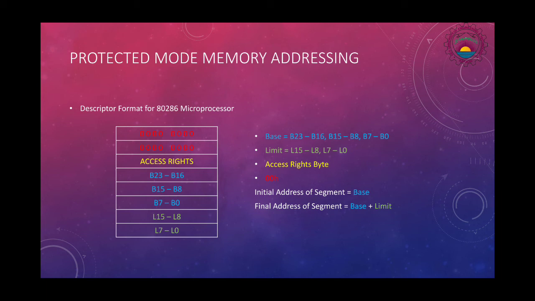Then there is a single byte for access write. Access write byte will be discussed in detail in the coming slides. And last 2 bytes are 00 for 80286 microprocessor. So whatever segment is to be accessed, initial starting address for that segment will be the base address, and when base address is added with limit, that will be the final address of the access segment.